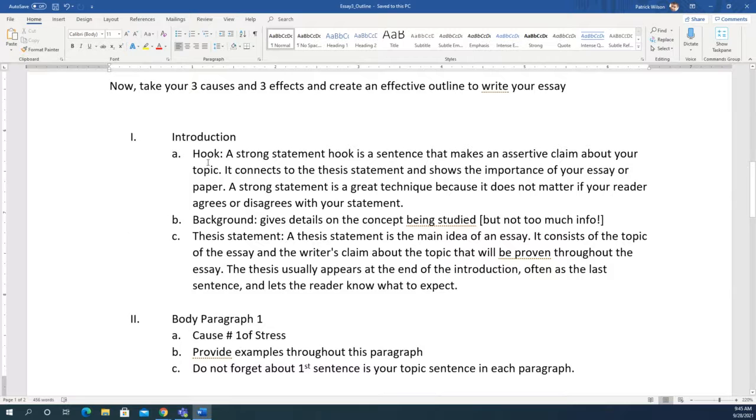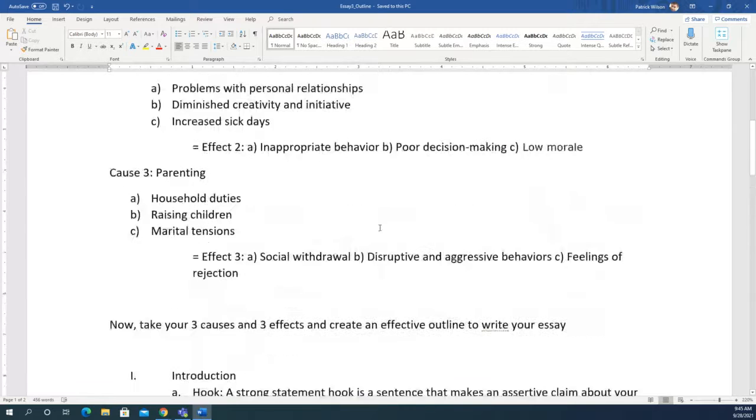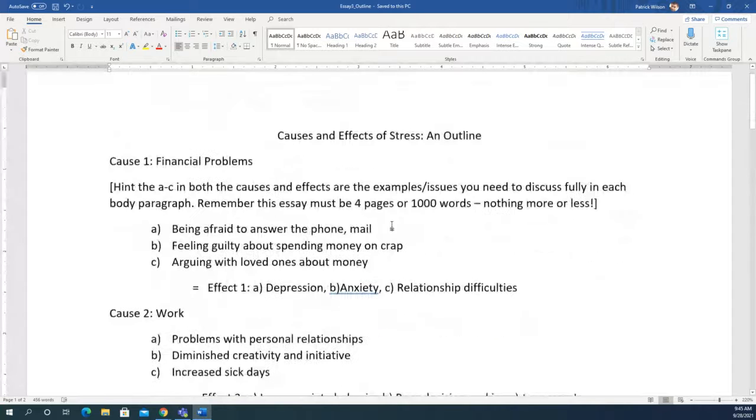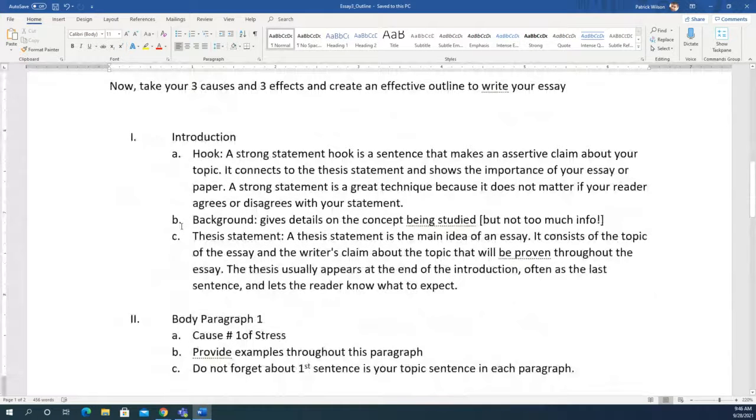So you have your introduction. You're going to have your hook. It kind of tells you what the hook is. It's usually that first sentence that brings your audience in. You want to give a little bit of background on your concept being studied. My concept being studied here is going to be stress. So generally, I'm just going to be talking about a generalization of stress.